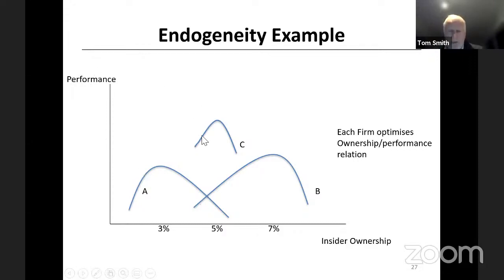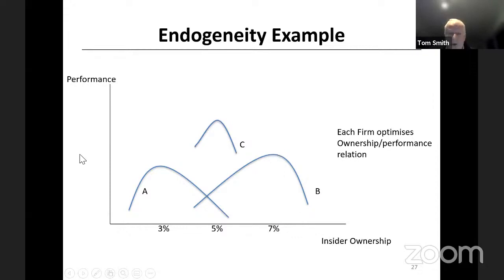Well, it turns out, we don't know this, but if we did, let's say this is true, that each firm has their own frontier of performance and managerial ownership. For firm A, there's an optimum at 3%. For firm C, there's an optimal ownership of 5%. And for firm B, there's an optimal ownership at 7%.